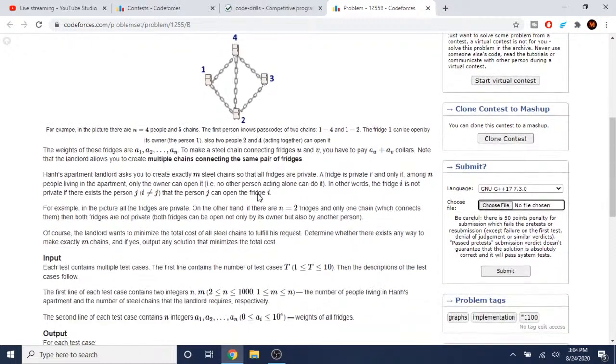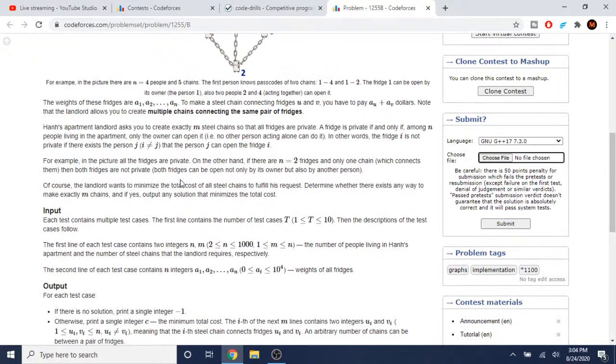Okay, that makes sense. The weights of the fridges are A1, A2 to A of n. To make a steel chain connecting fridges u and v, you have to pay A_u plus A_v dollars. So if we connect two fridges with a chain, we have to pay their weights combined. Note the landlord allows you to create multiple chains connecting different pairs of fridges. Okay, that's true.